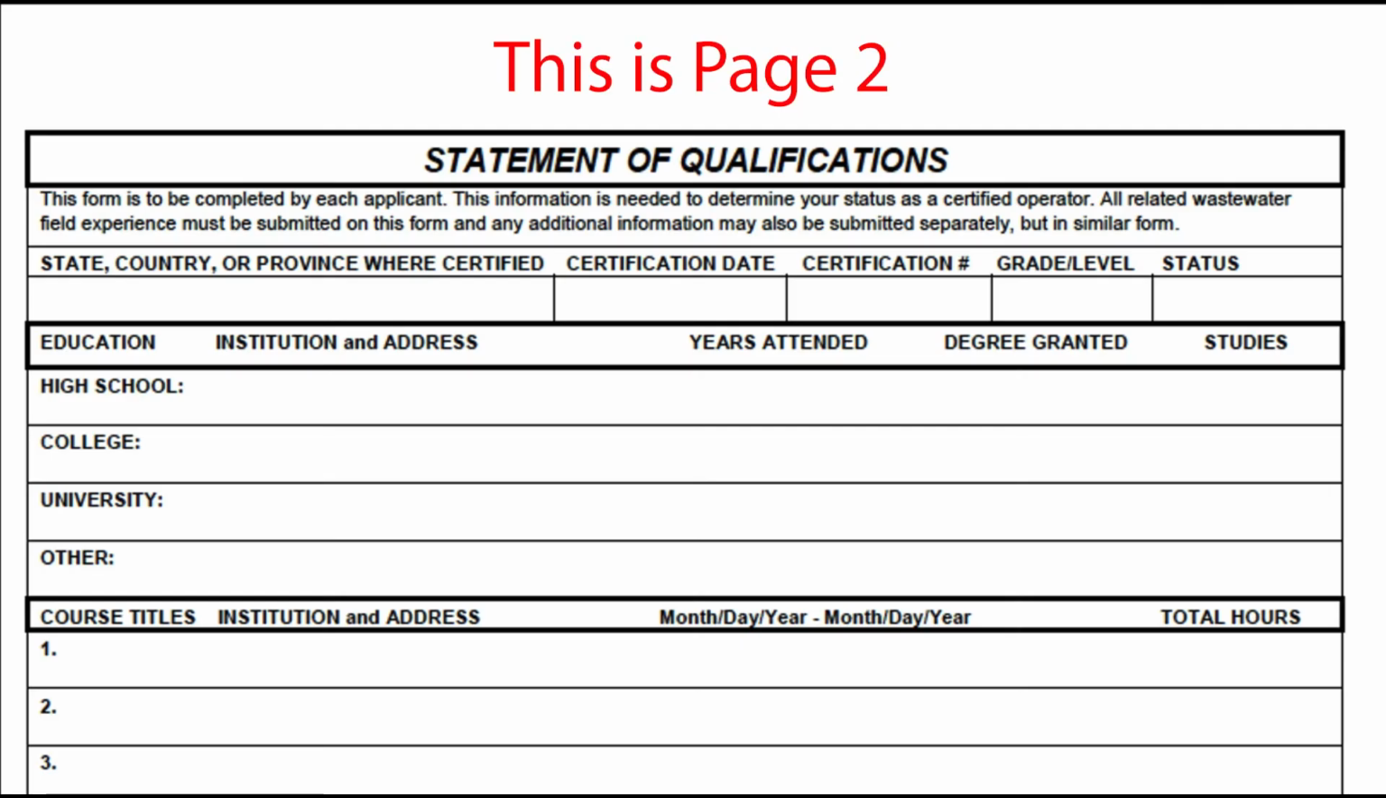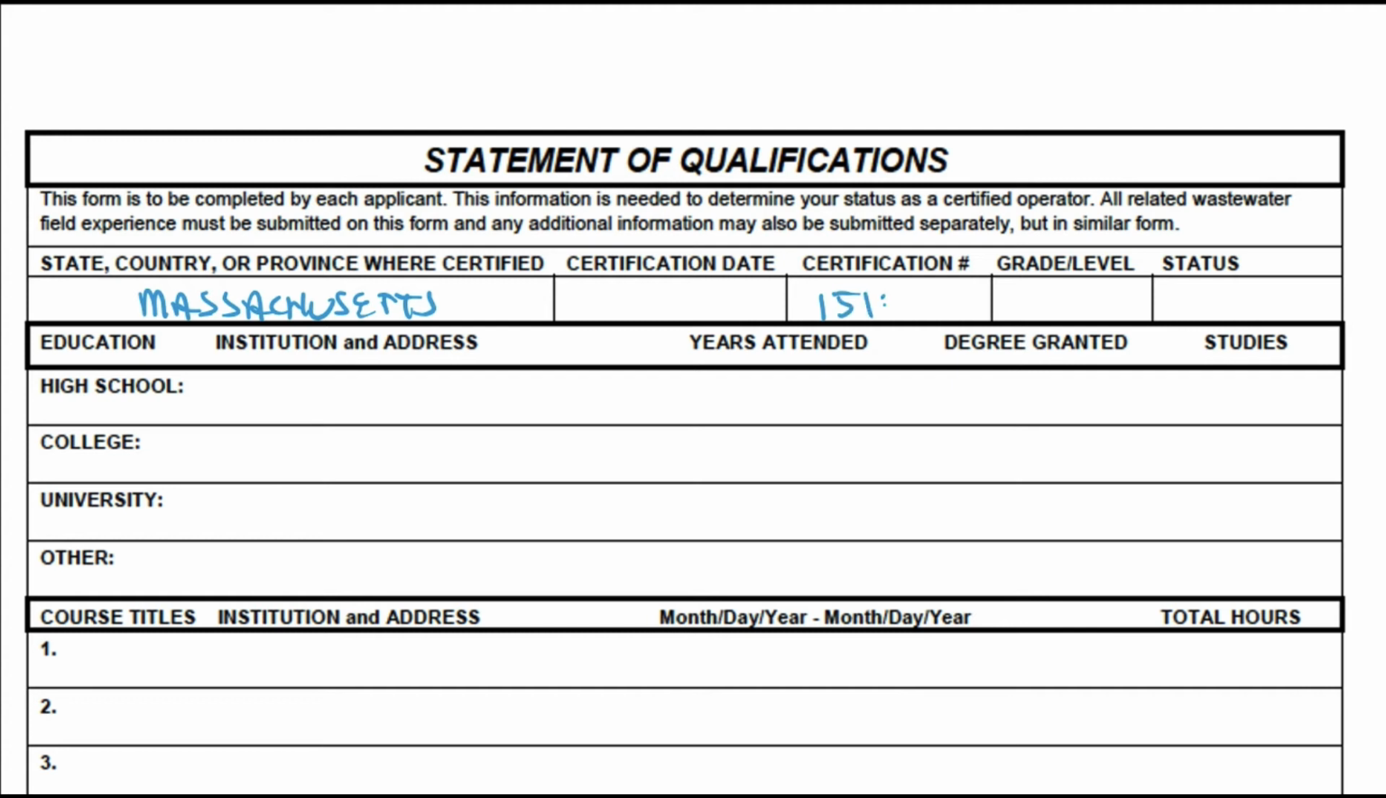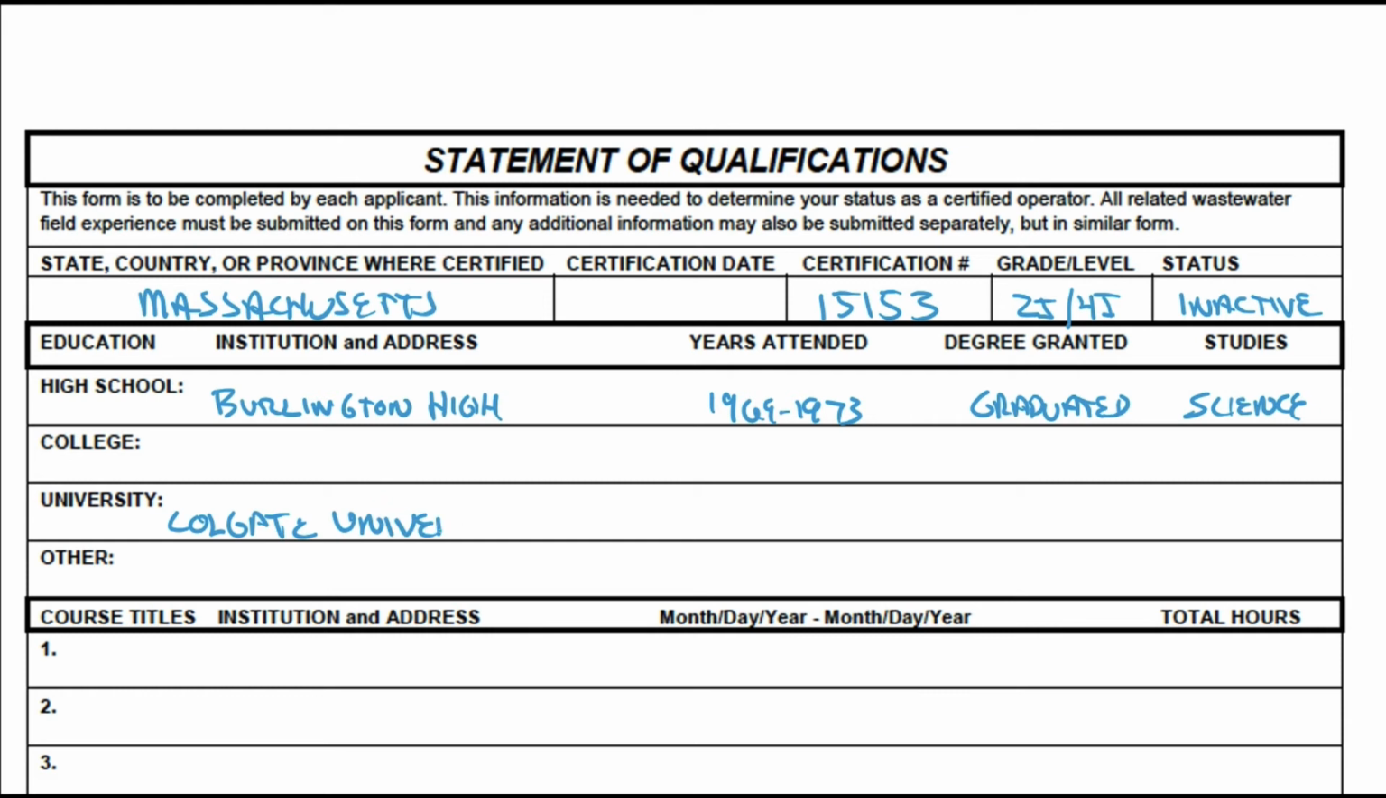Now here, you list where you're currently certified, the date, your license, what your certification number is, what your license number is, the grade, and your status. You can write in inactive or operator in training. Again, you want to list education, years attended, and here any relevant courses that you may have taken at other institutions with the dates and the hours.